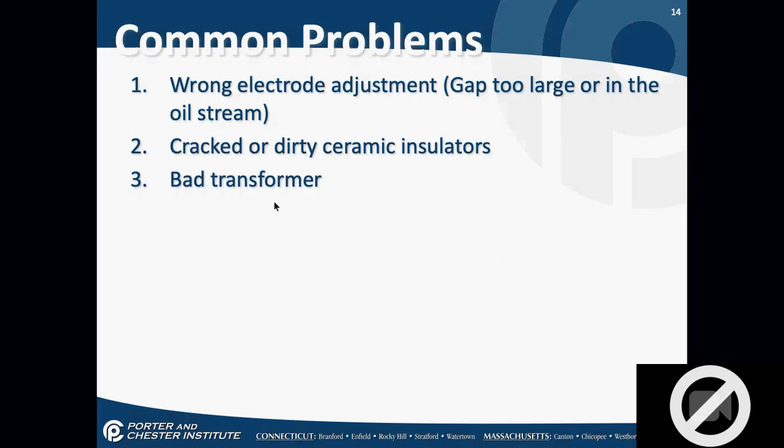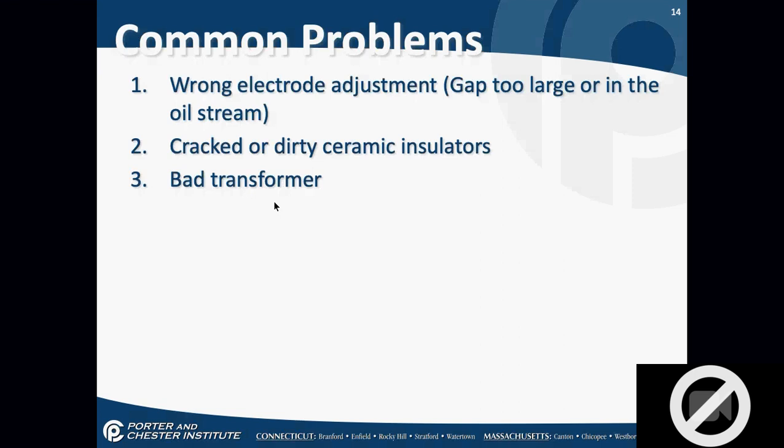The other problem, cracked and dirty ceramic insulators. A crack in these insulators, no matter how small the crack is, the electric current will find its way through the insulator and go to the metal holding the insulator, rather than try to jump across an air gap and create a spark. Remember, it always takes the path of least resistance.